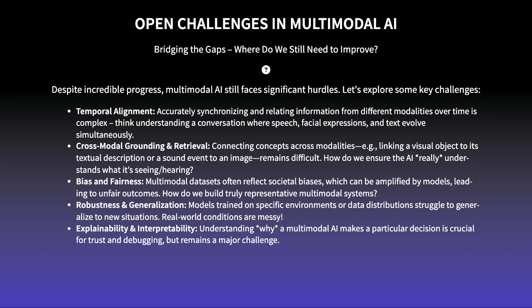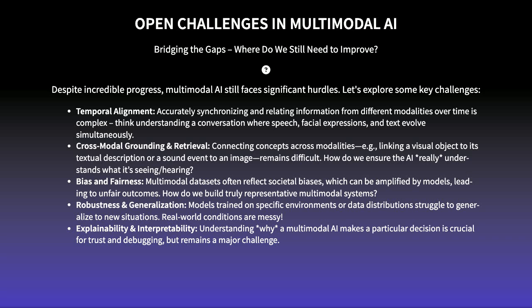Okay, so we've seen some amazing things with multimodal AI combining text, images, audio, you name it. But let's be honest, we're not quite there yet. A big challenge is getting all these different streams of information to work together smoothly. Specifically, keeping track of how things change over time, like in a conversation, is tricky. Then there's the problem of grounding, making sure the AI truly connects visual elements with their descriptions or sounds with images. We also need to be really careful about bias, because these datasets often reflect existing societal problems, and models can amplify those issues. Robustness is another concern. AI trained in one place might completely fail somewhere else. And finally, it's hard to know why a multimodal system makes the decisions that it does.